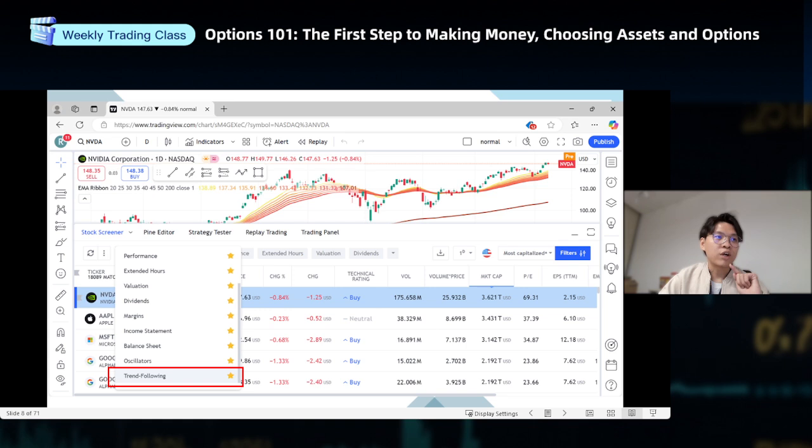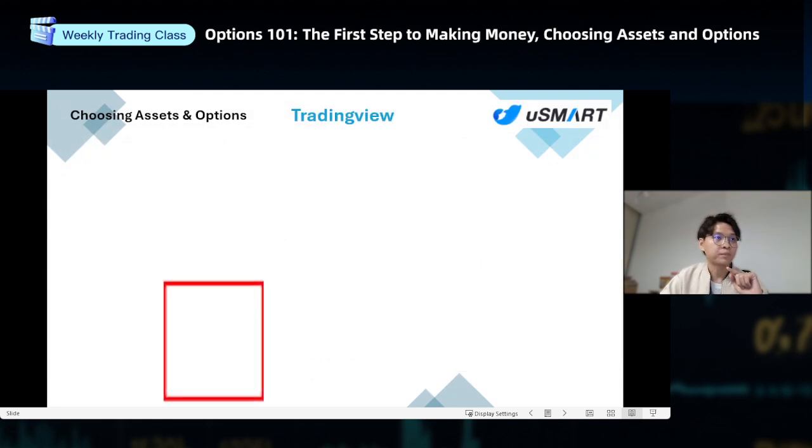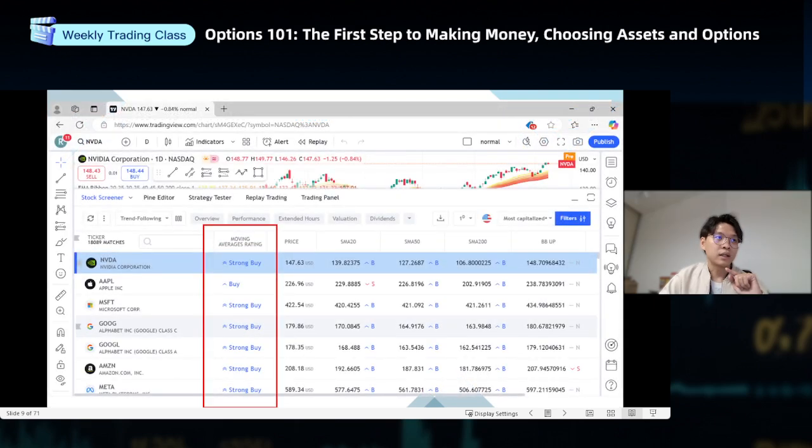When we click on the trend following, it will just move from an overview screener to become a trend following screener. And in this trend following screener, you can see there is a moving average rating, and there will be a lot of ratings here which rank it according to the strong buy, the neutral, the sell, and the strong sell.